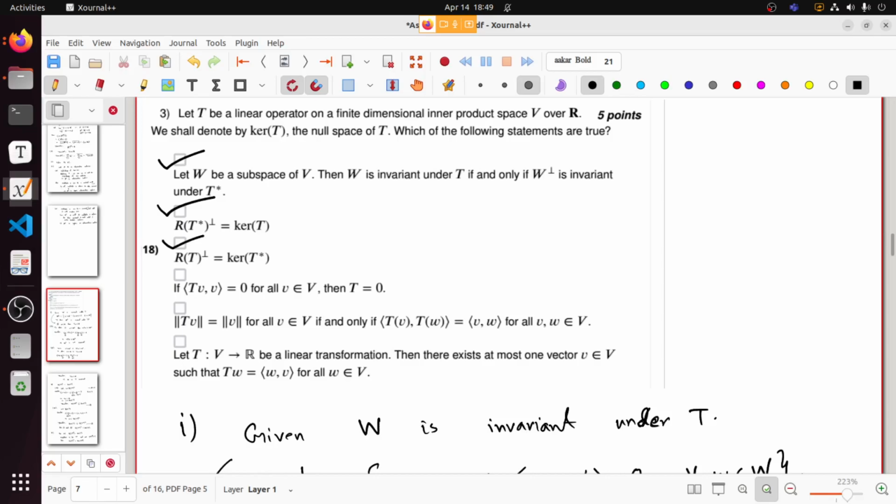Now what is option number 4? If Tv inner product v is 0 for all v in V, then T equals 0. This will show that this is not true. One important thing is that T is a linear operator on a finite dimensional vector space over R. As this is over R, this is not true. For complex vector space, this is true. So let's prove this.